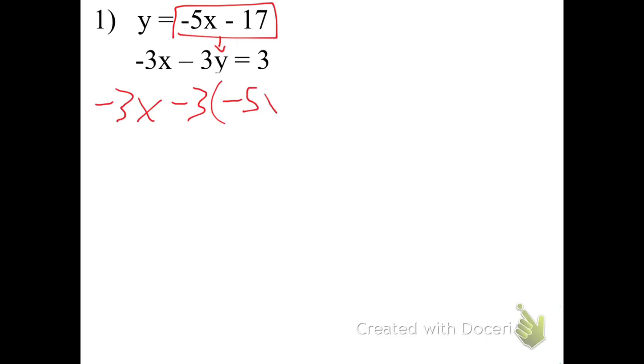Okay, so I'm going to do that right now. That second equation, I'm going to plug in what y is, which is negative 5x minus 17, where that y used to be in the equation. So I'm going to get negative 5x minus 17, where y used to be. Everything else stays the same. And now I'm going to distribute this negative 3 through and go on from there.